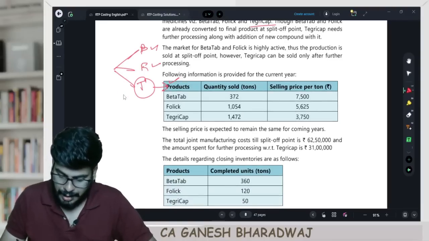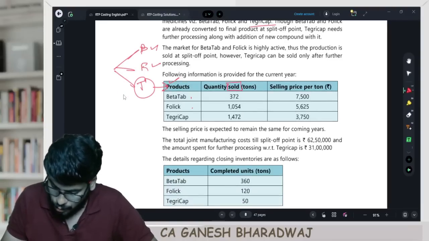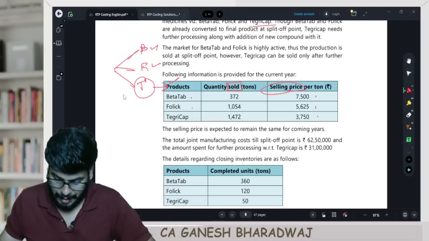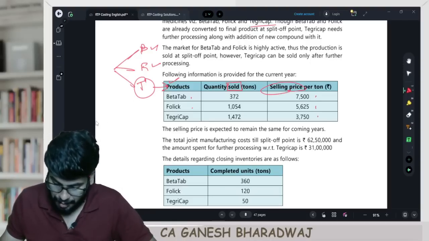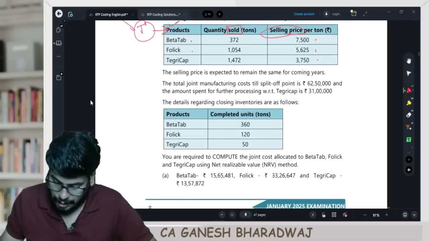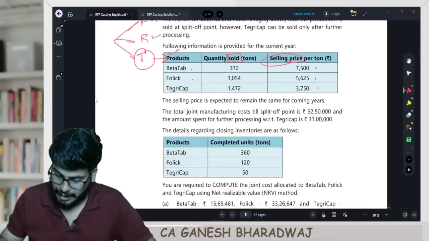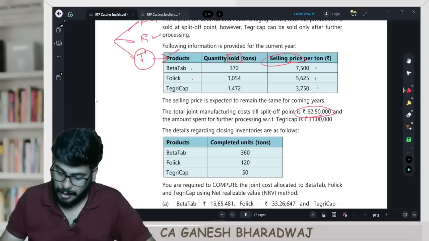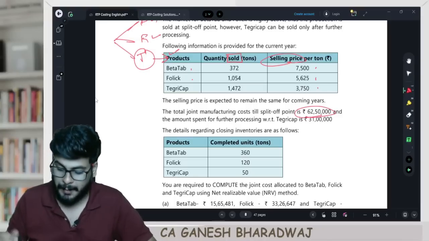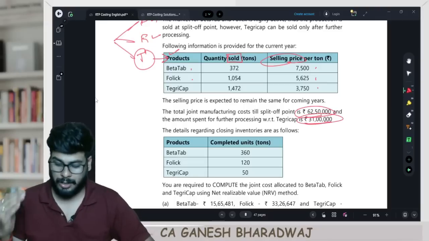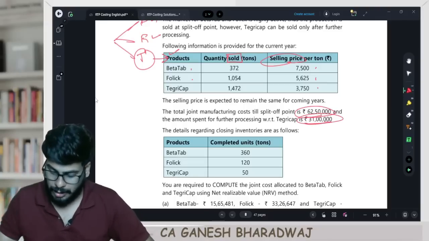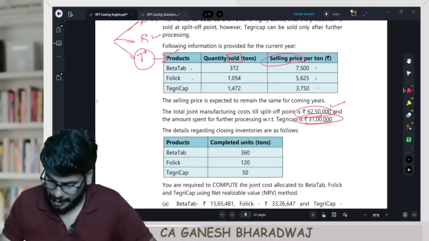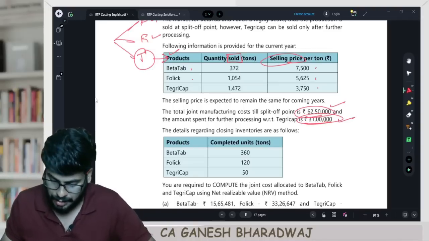The following information is provided for the current year. For each of the 3 products, quantity sold is given and the selling price per ton is also given. Perfect. The selling price is expected to remain the same in the coming years. The total joint manufacturing cost till the split off point is 62,50,000, and the amount spent for further processing with respect to Tegricap is 31 lakhs. So the joint cost is given as 62.5 lakhs, and the further processing cost for Tegricap is 31 lakhs, which is given in the question.